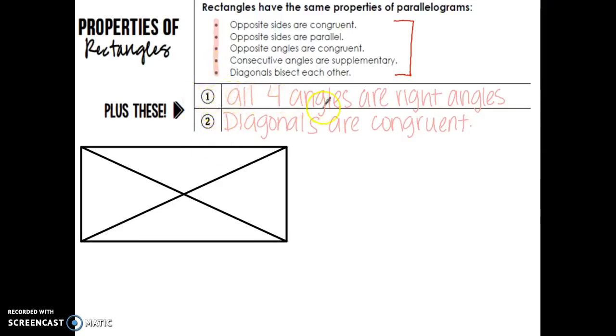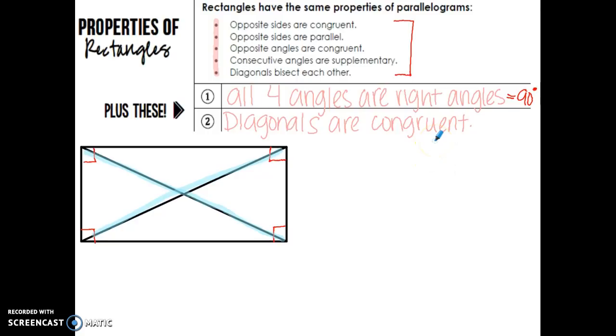One does say that all 4 angles are right angles. So these 4 corner angles are all going to equal 90 degrees. So this is 90 degrees. And then the second property is that all diagonals are congruent. So this diagonal is going to measure the exact same thing that this diagonal measures. They still bisect each other, just like with parallelograms, but they are also congruent.